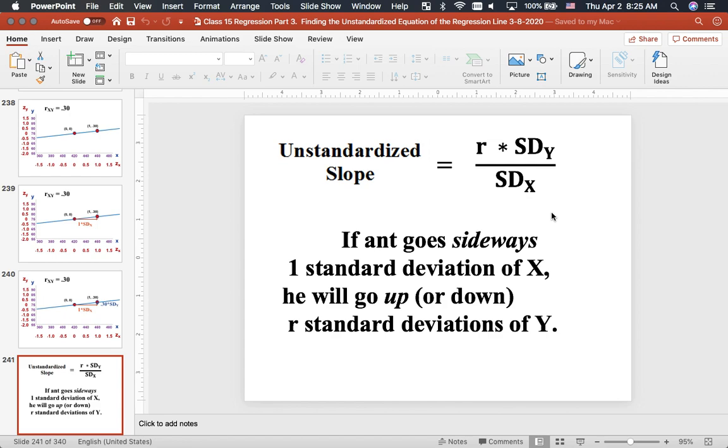So again, this unstandardized formula: r times SD of y divided by SD of x. If the ant goes sideways 1 standard deviation of x, he'll go up r standard deviations of y.